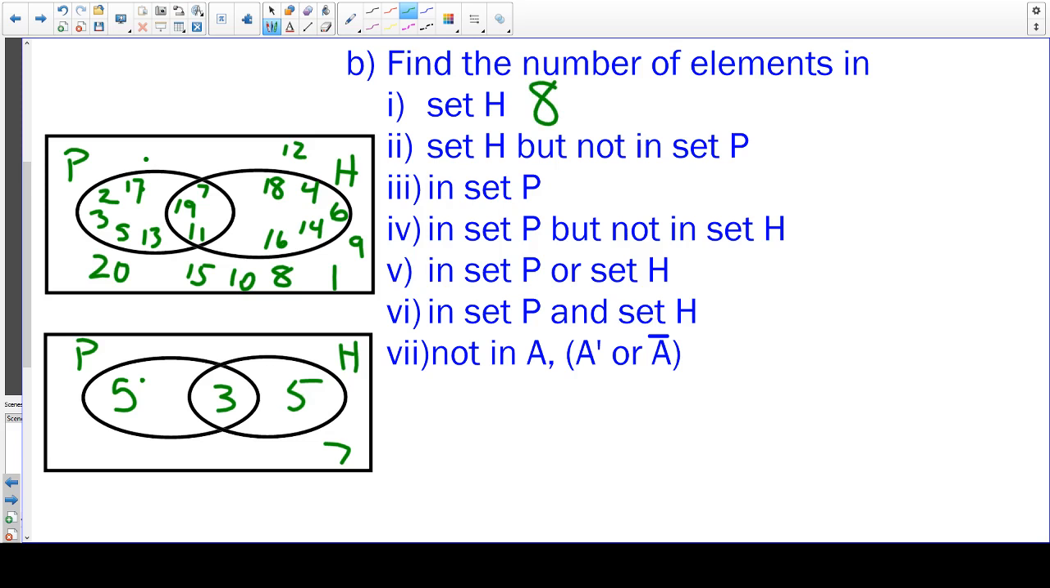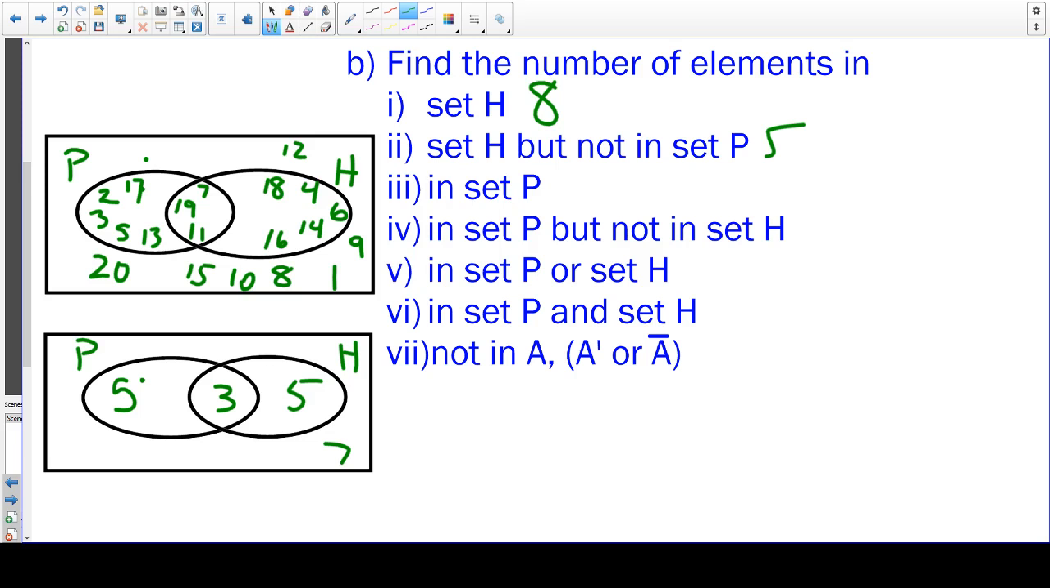Now, I know somebody said 5, and that's the answer to 2. Okay? So, 2 says what's in set H, but not in set P. That's 5. Can we see the difference between 8 and 5? 8 is the entire oval in H. That's all the numbers in H. But 5 is the number of numbers that are in H, and only H. Okay? Make sense? Yeah. Okay.